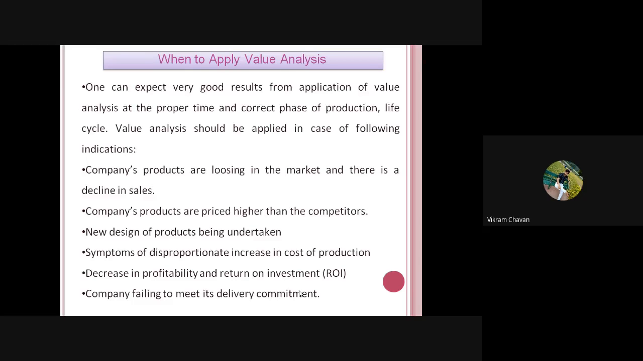Okay, so these are certain points where we need to carry out the value analysis of a particular product. If you see any of these indications or symptoms on the shop floor or in the sales department, then it is a requirement that you have to carry out the value analysis. Getting it, everyone? So, when to apply the value analysis?